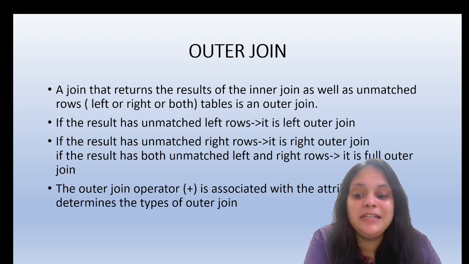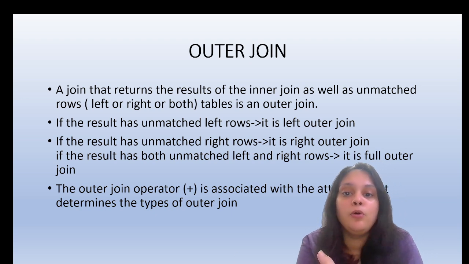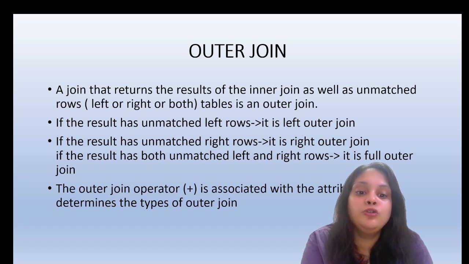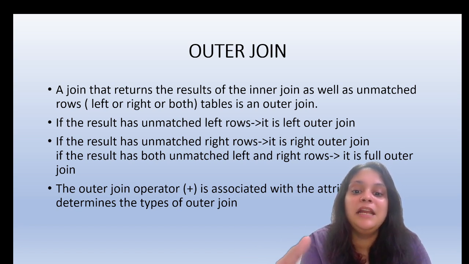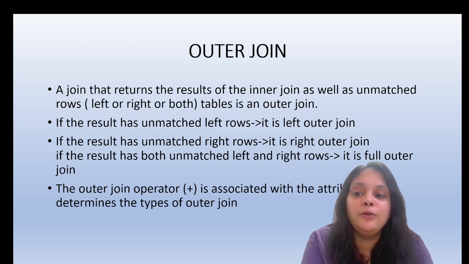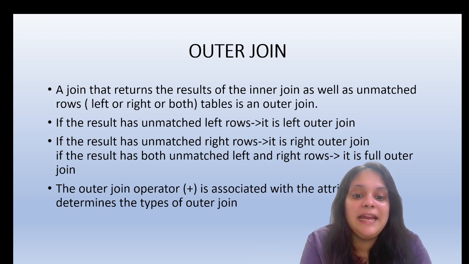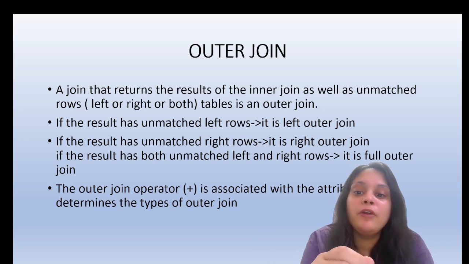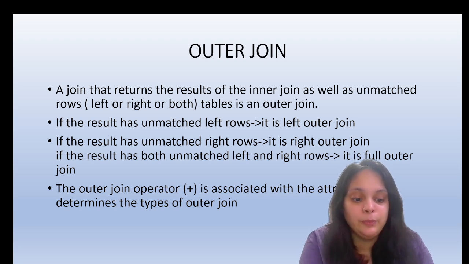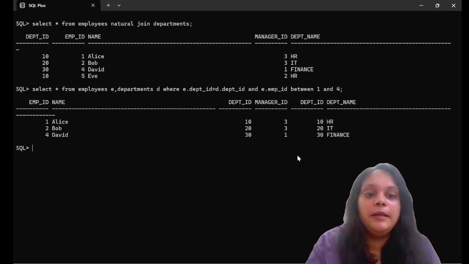Okay, so we are having the subtypes of the outer joins. If the result has unmatched left rows, then we are calling it your left outer join. If the result has unmatched right rows, then we are calling it your right outer join. If the result has both the unmatched left as well as the right table rows, then we are calling it your full outer join. So guys, we can use the join ON clause where we can write the name of your joins, or we can use the outer join operator, that is your plus operator also. So let me show you here.